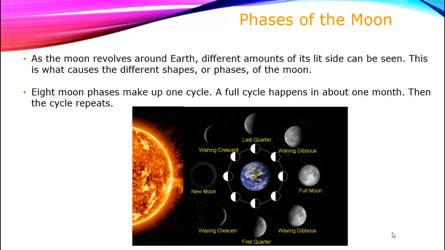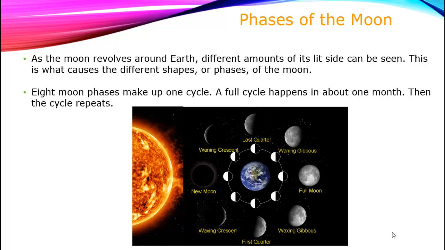Eight moon phases make up one cycle, and a full cycle happens in about 1 month. Then the cycle repeats. So, the moon's revolution around the Earth takes about 1 month, and this causes 8 moon phases to make up one cycle.